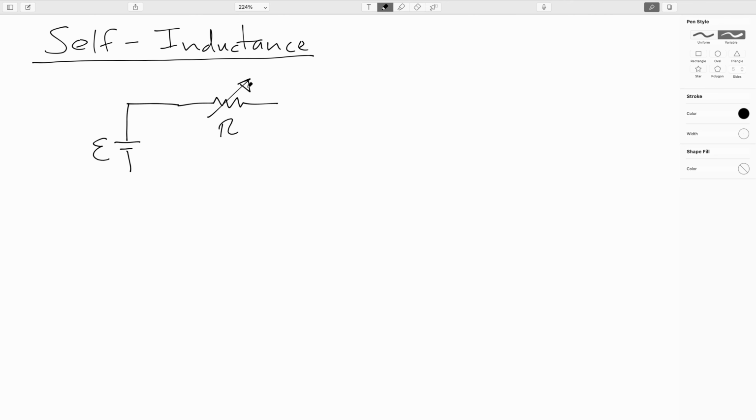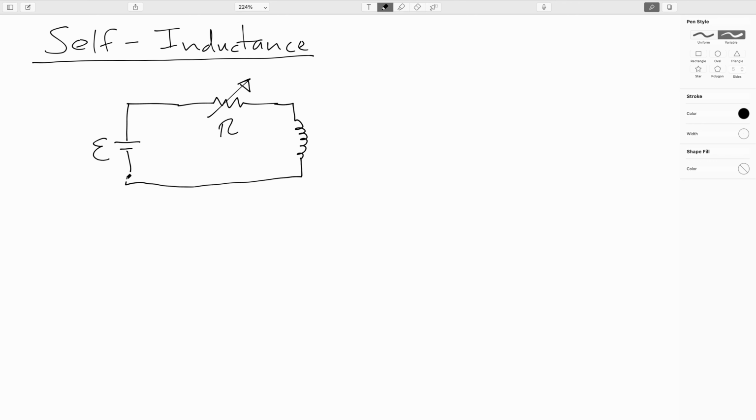If you put an arrow through a symbol, that means that's variable. So this means there's some way to turn a knob and change its value. And now here, we're going to have our inductor.